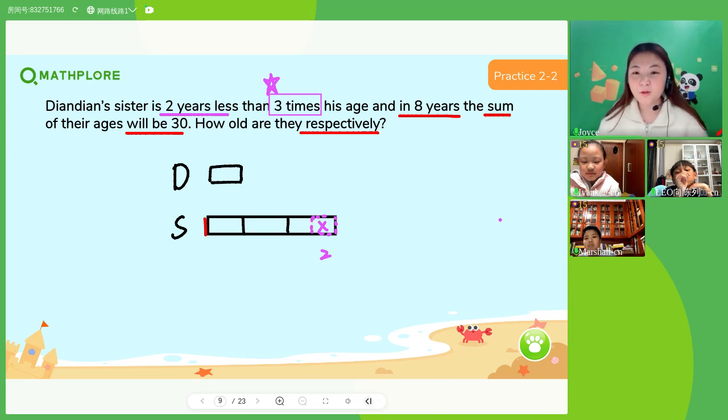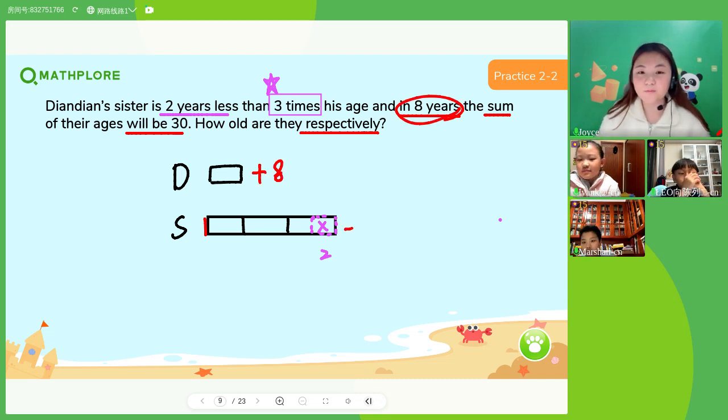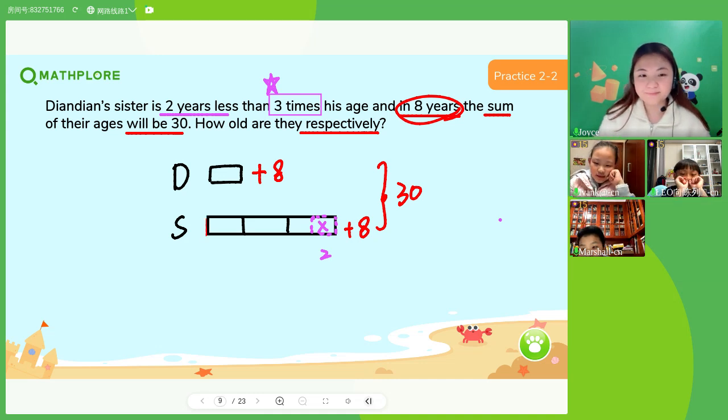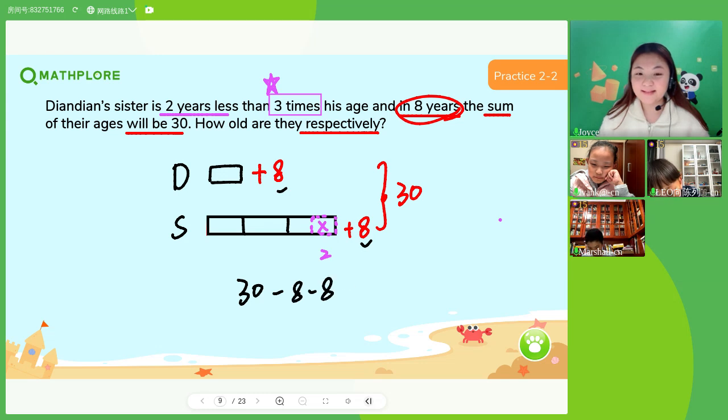Okay, and this time we know in 8 years, be careful everyone, in 8 years, when both of them grow up for 8 more years, at that time, the sum of the ages will be 30 years, right? But what's the sum of their ages this year? We have to use 30 minus 8 and 8, do you agree? That equals how many? Yes, Marshall, you're right. It's 14. Ivanka and Leo? Great. So 14 is the real sum of the ages, right?